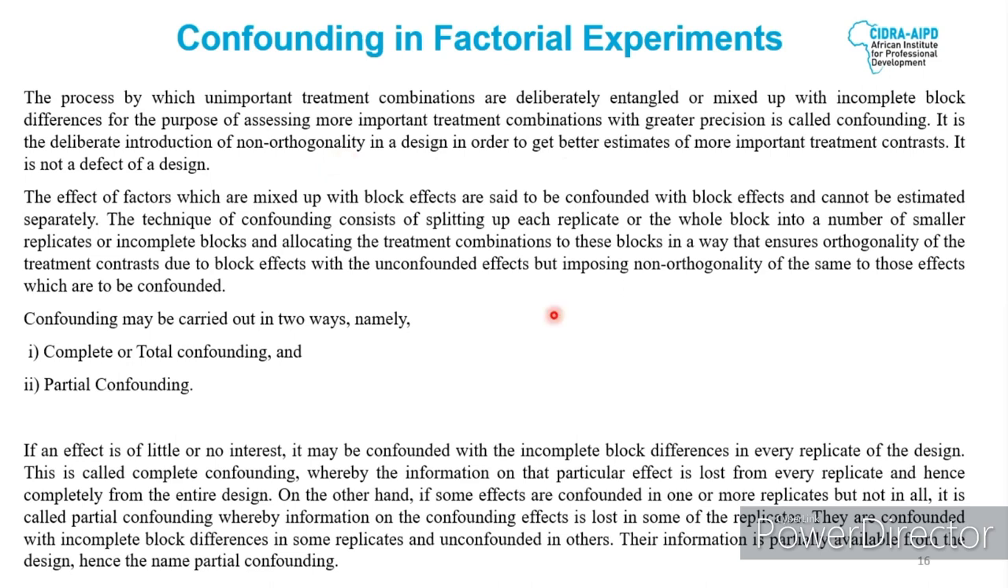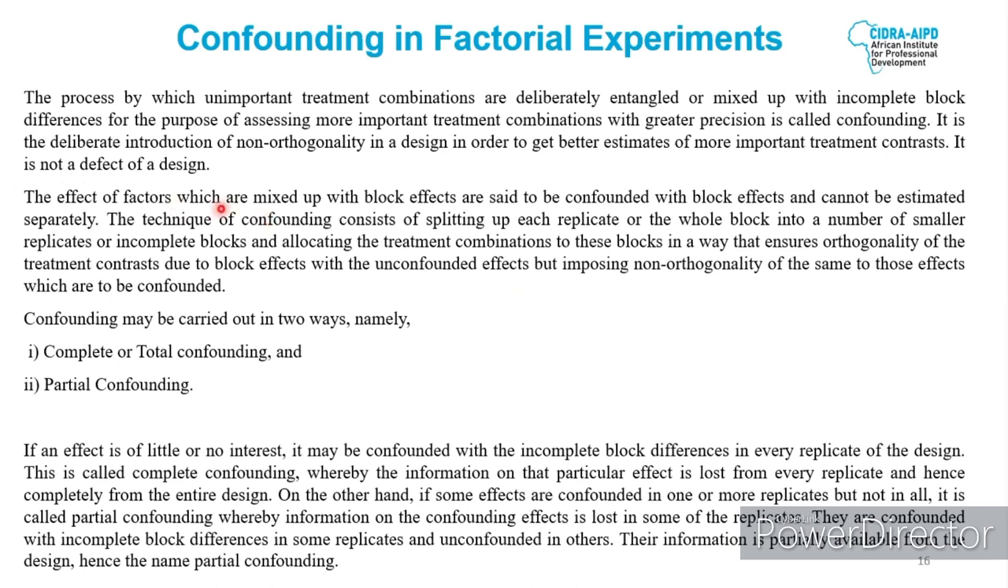So what is non-orthogonality which is introduced in a design? Orthogonality actually refers to the property of a design that ensures that all specified parameters may be estimated independent of any other. So usually factorial designs are orthogonal and balanced, but confounding introduces this non-orthogonality. So some factors become dependent on the others.